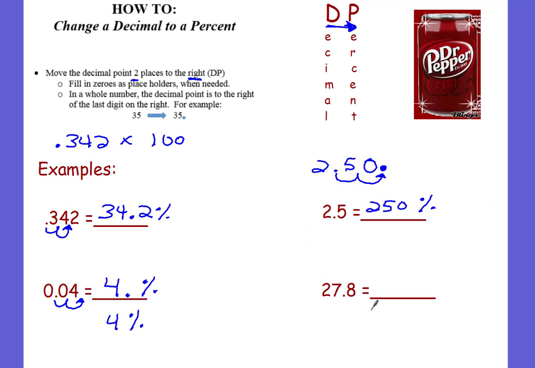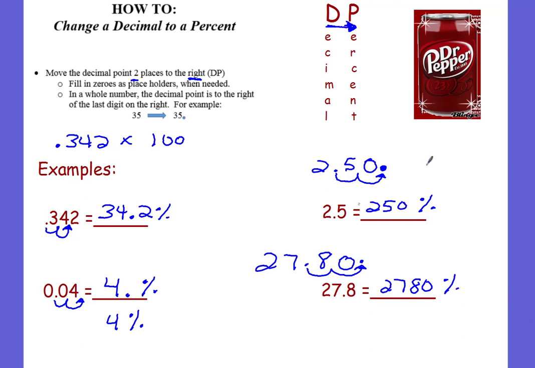The next one, 27.8. Again, you're always going to start at the decimal point and move 1, 2 places to the right. My new decimal goes here. I now have a hole that I have to annex a 0, and I get 2,780%.